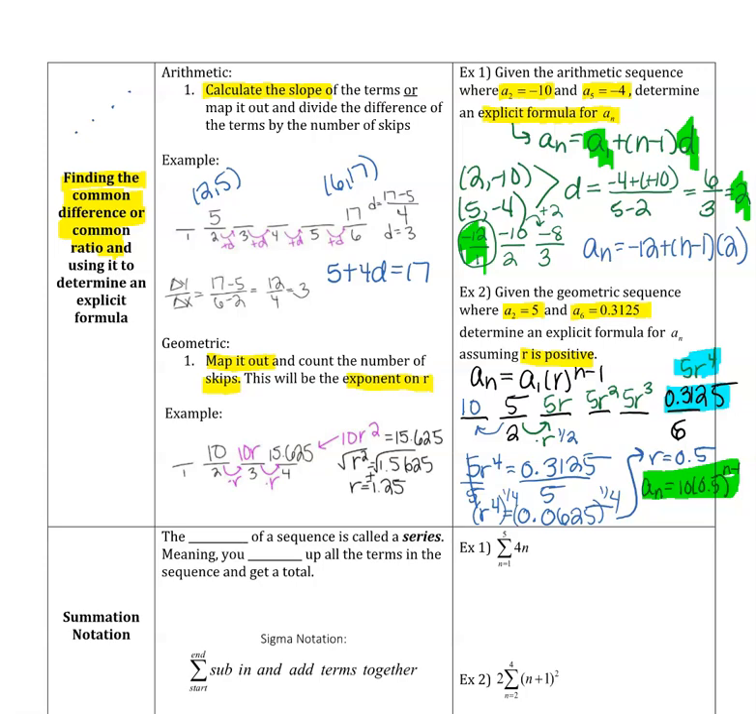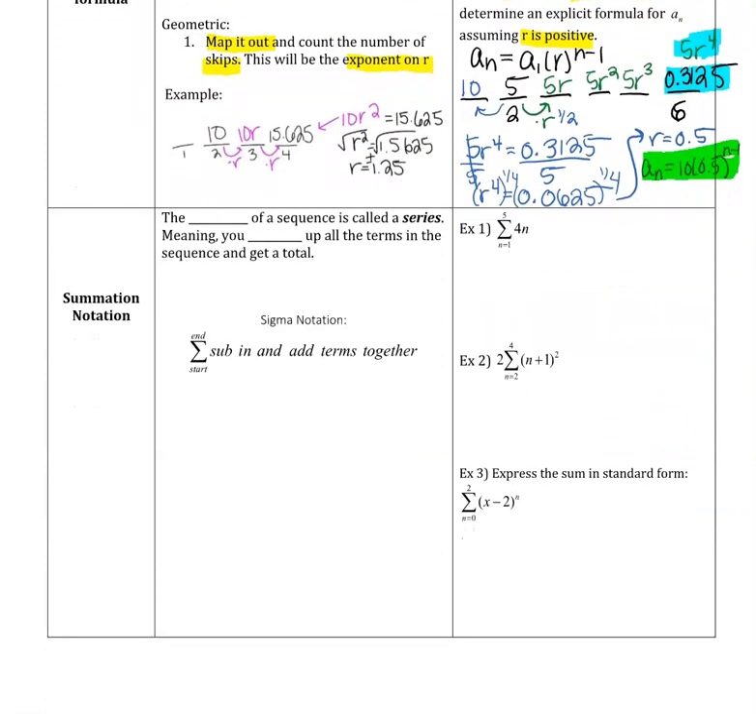All right, so moving on to the next section, we have summation notation. So this is with our sigma symbol, that's a Greek letter for capital S. The sum of a sequence is called a series, meaning you add up all the terms in the sequence to get a total. So what you're seeing is summation notation, a sigma symbol, and they'll have a start value and an end value and some expression to plug into.